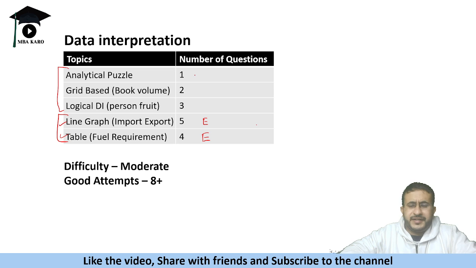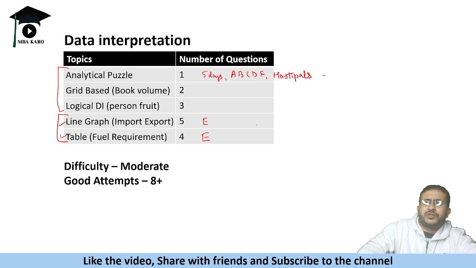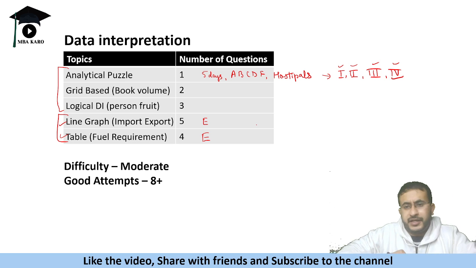Then there was one analytical puzzle which was again a doable one. Okay, it was time taking but doable. There were 5 days and five doctors, A, B, C, D, F, and they visited different hospitals. Some of them were Indian hospitals and foreign hospitals. The question was which of the following statements are correct, and the answer was that all of 1, 2, 3, 4 were correct.